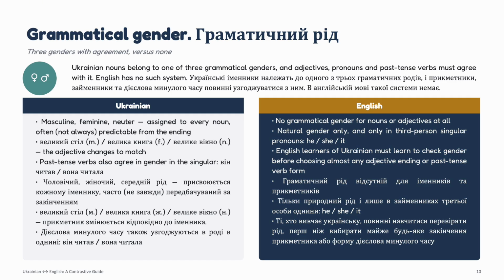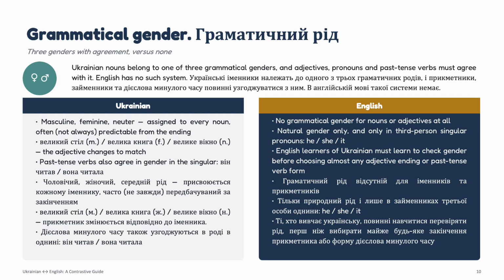English has none of this. So English doesn't have these cases. In English, there are only nominative and possessive case, and Ukrainian doesn't have this possessive case. So again, they're a bit different here. There is no grammatical gender for nouns or adjectives in English at all. The only place gender shows up is in the third person singular pronouns like he, she, it. So for an English speaker learning Ukrainian, this is a completely new habit to build.